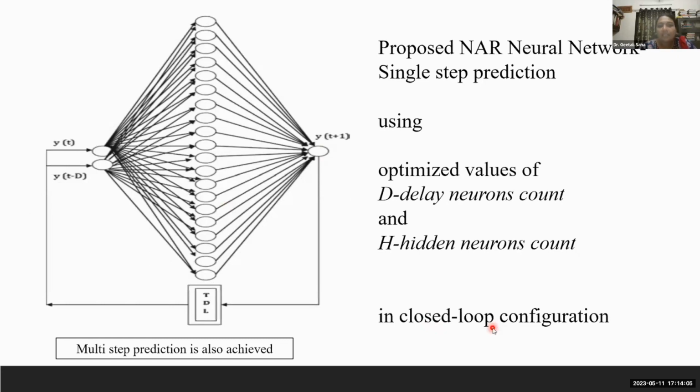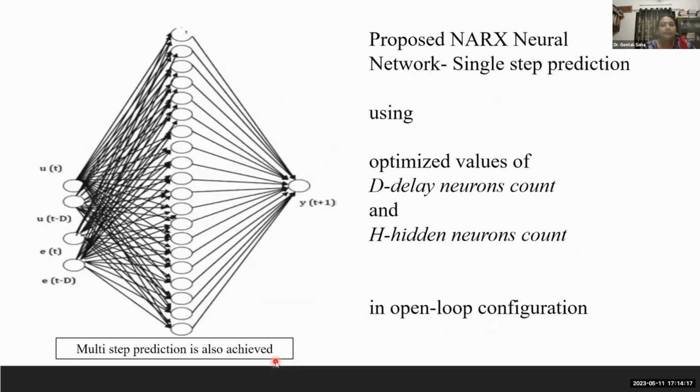This has been investigated in terms of single step prediction as well as multiple step prediction. Multiple step for that is for 7 days at a time. So 7 values, one for each day. This is what is known as NARX. It is a nonlinear autoregressive with X standing for exogenous input.